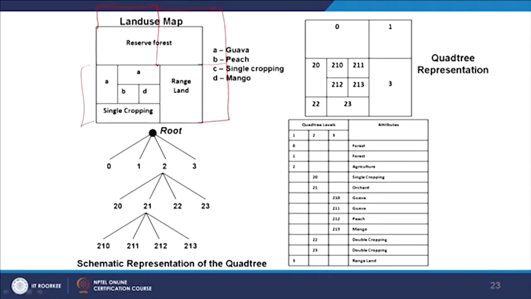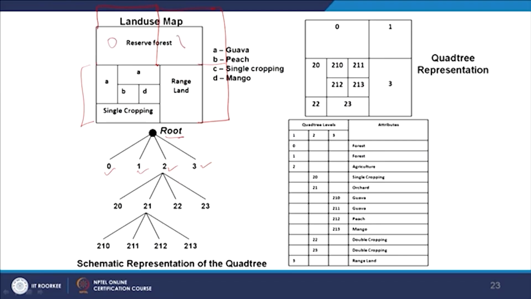An example is given here that the root is divided, that means the overall image is divided into 4 quadrants 0, 1, 2, 3. Then quadrant 2 is further divided, and for 0 and 1 and 3, homogeneity has been achieved.